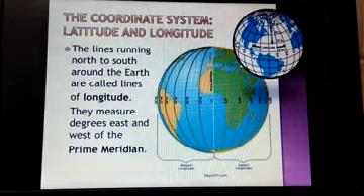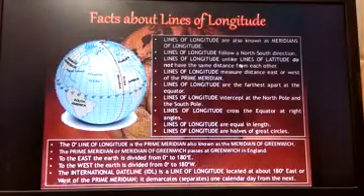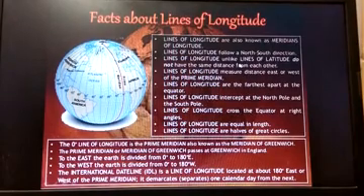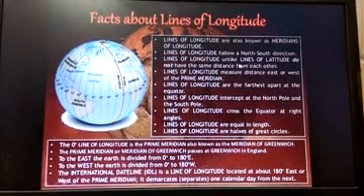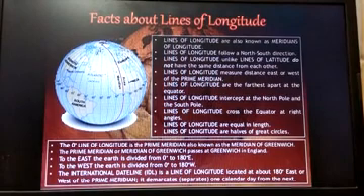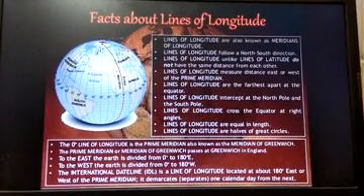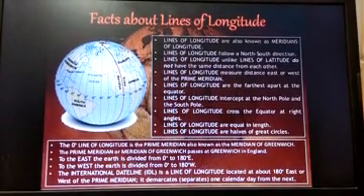So the prime meridian is the line which is 0 degree. Facts about the lines of longitude. Lines of longitude are known as meridians of longitude, not as parallels. Like parallels of latitude, these are known as meridians of longitude. Lines of longitude follow the north and south direction.